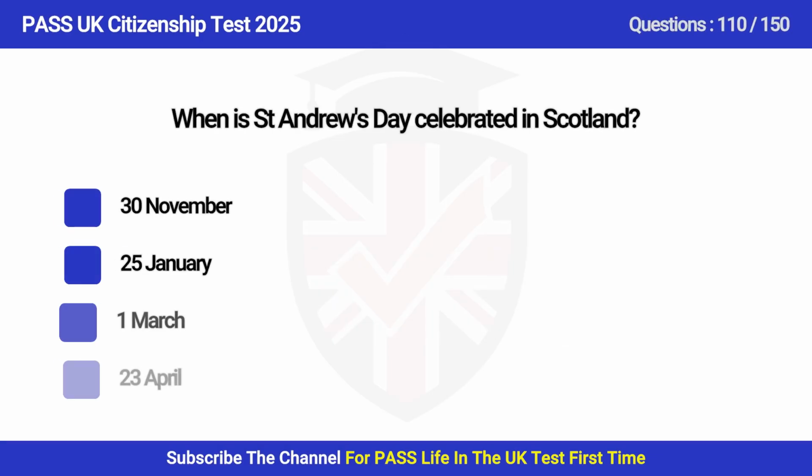Question 110. When is St Andrew's Day celebrated in Scotland? A. 30 November. B. 25 January. C. 1 March. D. 23 April.